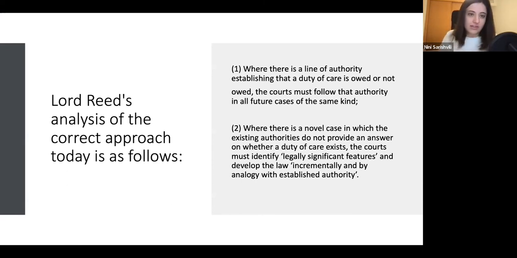Where there is a novel case, which is possible, that there is no precedent, something new that courts haven't dealt with before, the courts must identify legally significant features and develop the law incrementally and by analogy with established authorities. So there can be cases where the facts may not be exactly similar to the already established authorities, but at least the courts have to identify the similar legal principles that have already been established and apply them accordingly.